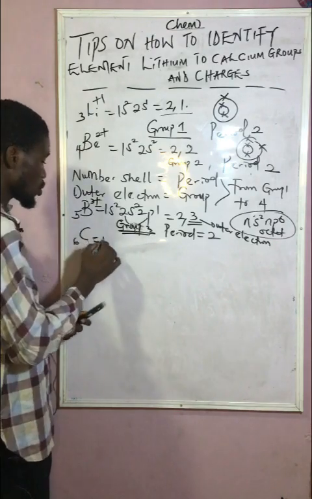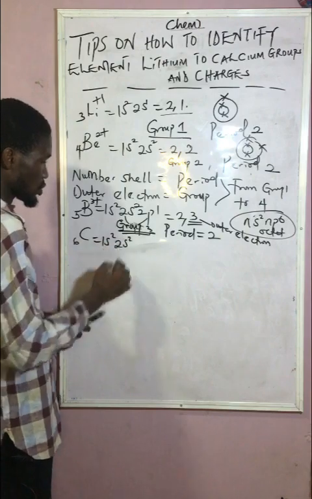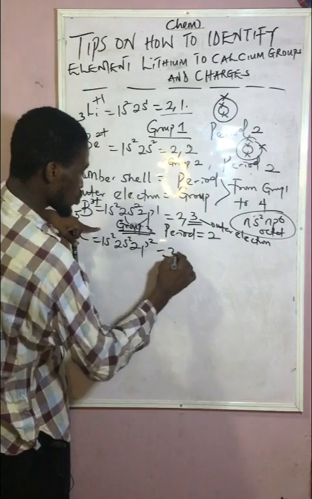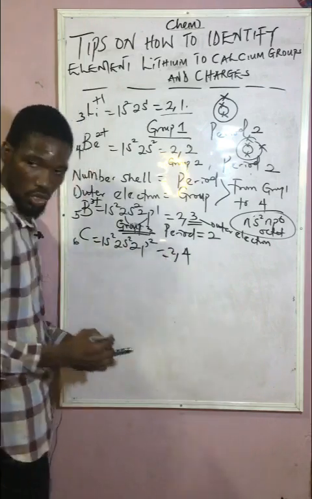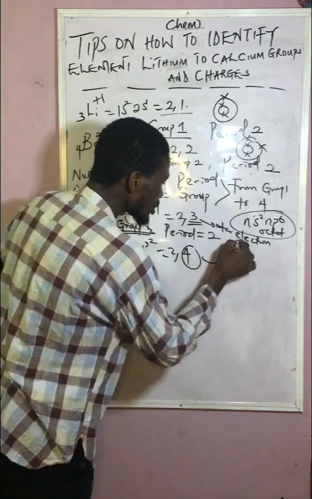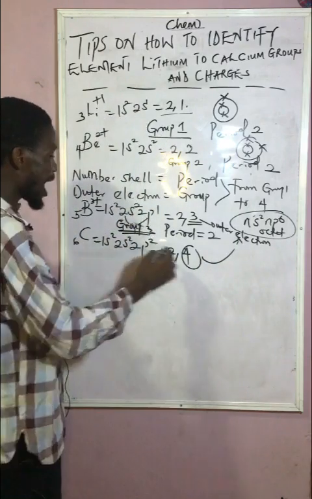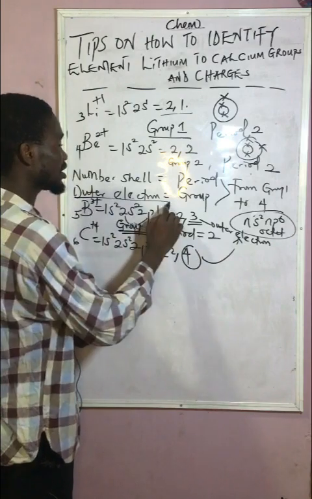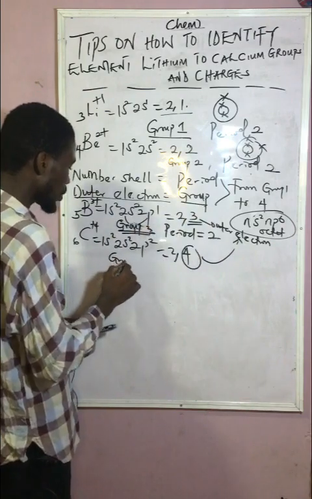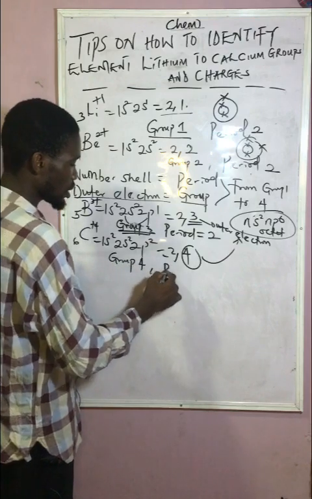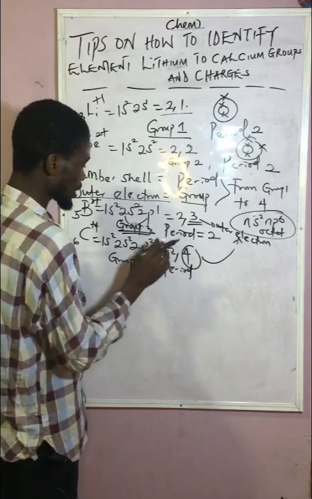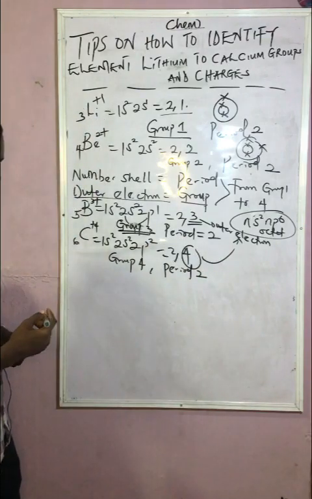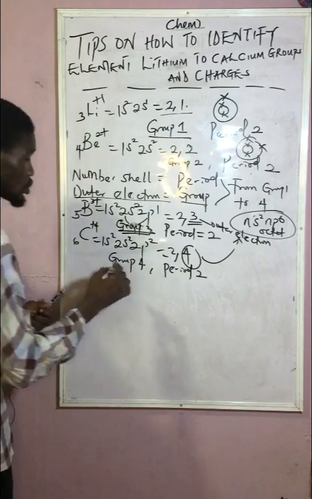So why for carbon is equal to 1s2, 2s2, 2p what class? 2p2. So let's go. We have 2 plus 2 give us what? 4. So this is what? The outer electron. So we are having what? Plus 4. So the outer electron initially will tell us what? The group. So we can say carbon belongs to group 4. Period. Let's count 1, 2. Period 2.